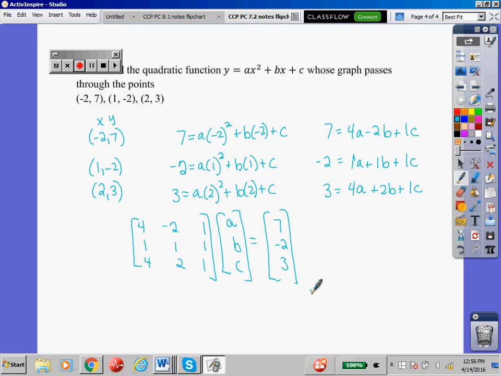Now here's the deal. You do need to understand dimensions. This is a 3 by 3 matrix. You do rows by columns. This one's a 3 by 1, and this one's a 3 by 1. So I'm going to call this A. I'm going to call the unknown X, and I'm going to call the Y value matrix B. Okay, so this is AX equals B. In order to solve this matrix equation, the solution is going to be A inverse times B.